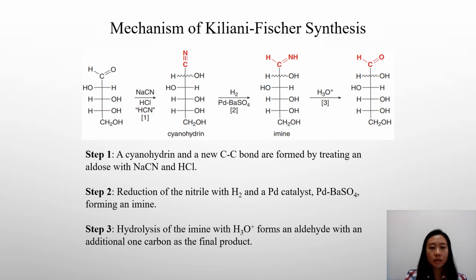Here is the mechanism of Kiliani-Fischer synthesis. Step 1: a cyanohydrin and a new C-C bond are formed by treating an aldose with sodium cyanide and HCl. Step 2 is the reduction of the nitrile with hydrogen and the palladium catalyst, Pd/BaSO4, forming an imine. Step 3 is the hydrolysis of the imine with aqueous acid, H3O+, which forms an aldehyde with an additional one carbon as the final product.